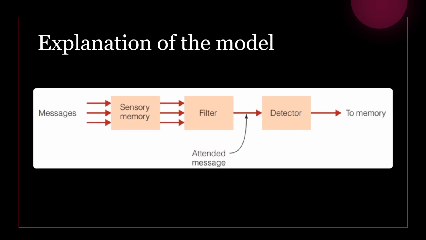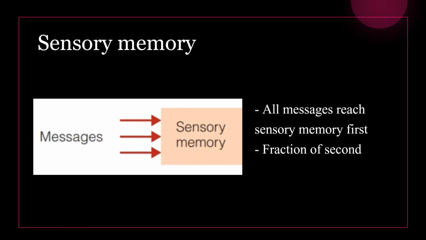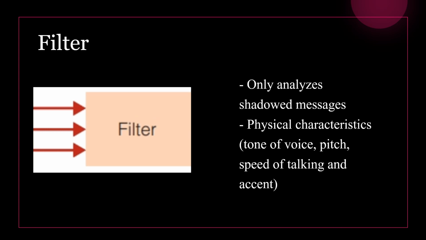Explanation of the model. The message reaches first the sensory memory, which holds all information for a fraction of a second before transferring it to the filter. The filter receives all the messages but only analyzes the message that was shadowed and breaks down all of its physical characteristics: tone of voice, pitch, speed of talking, and accent. The filter only lets these characteristics pass through to the detector and all other messages are rejected.